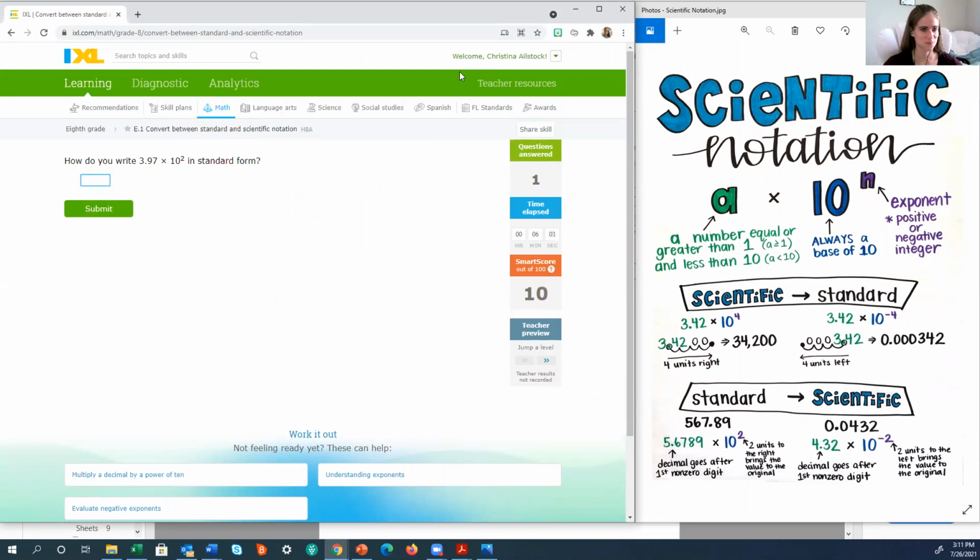Let's try another one. All right, how would you write 3 and 97/100 times 10 to the second in standard form? Ooh, so this time we are writing in standard form, which means we're going to follow these directions right here. It's given to us in scientific. We need to write it in standard. First, we'll copy the problem down.